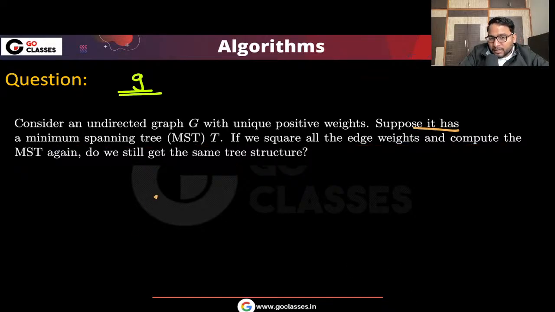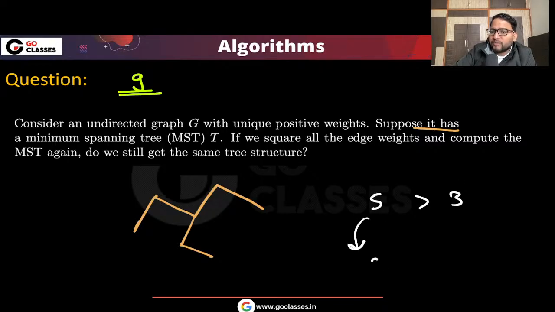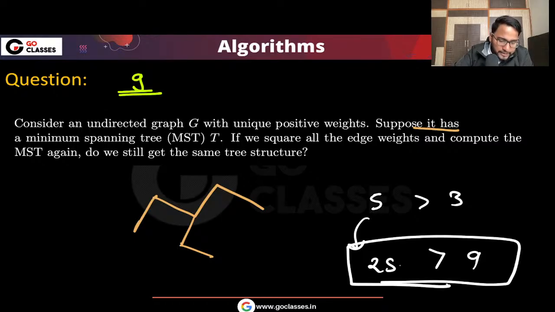So earlier, whatever tree you were getting, okay, let's suppose this is the tree that you were getting. If you square all the edge weights in the original graph, then will you be getting the same tree? Tell me. The answer is yes. See, earlier, let's suppose I said 5 is greater than 3. Then even if you square, 25, the relative relationship will still be holding, right?